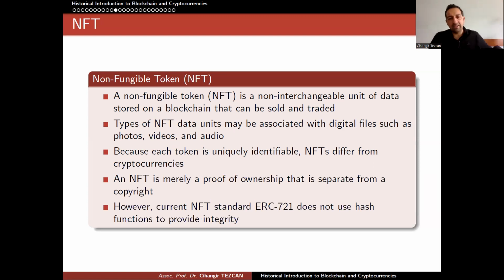However, the current NFT standard ERC 721 does not use hash functions to provide integrity. So this actually causes the Oracle problem. The Oracle problem is that if you're selling something physical using cryptocurrencies, you have to somehow map that physical object to the blockchain. In this case, we are dealing with digital data. And unfortunately, when you buy an NFT, only the URL of the NFT and some name and definition are stored on the blockchain. So if that URL no longer works in the future, then the NFT you bought can be lost.